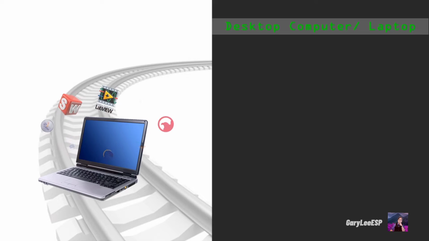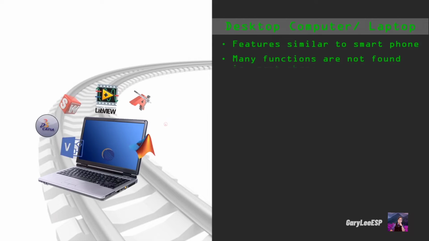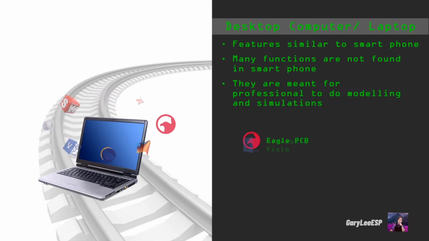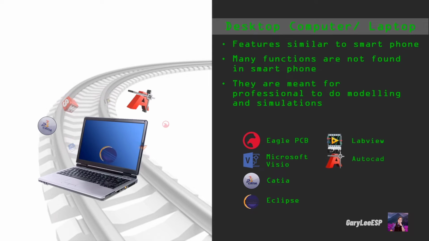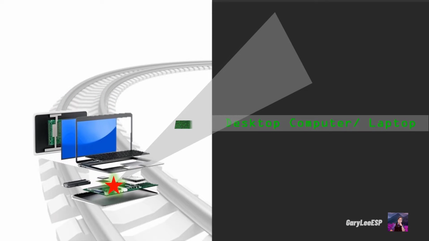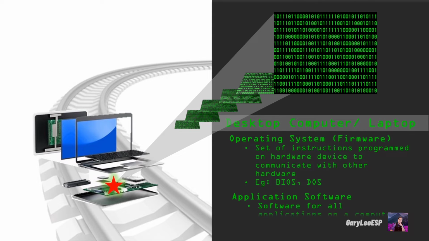Desktop computer or laptop. It has plenty of functions that cannot be found on a smartphone. They are meant for professionals to do modeling and simulations, such as Eagle PCB, Microsoft Visual, Eclipse, LabVIEW, AutoCAD, MATLAB, SOLIDWORKS, and many more. Desktop computer or laptop also runs on two main different types of software. They are operating system and application software.